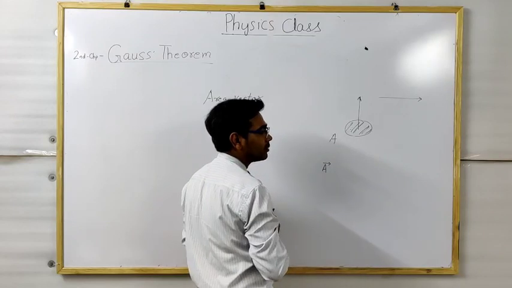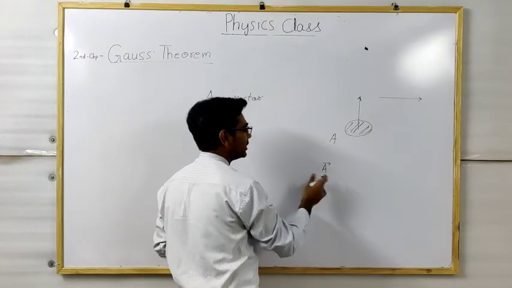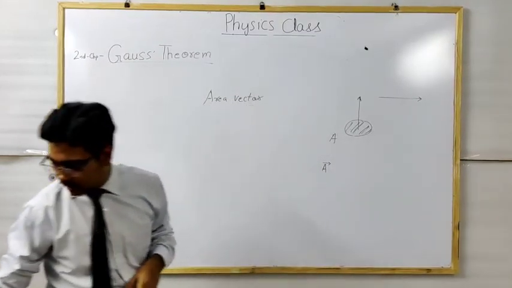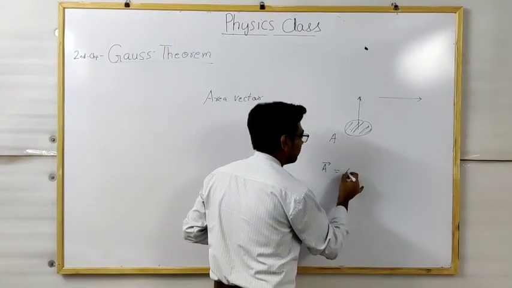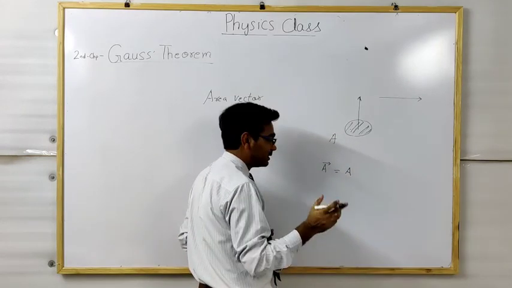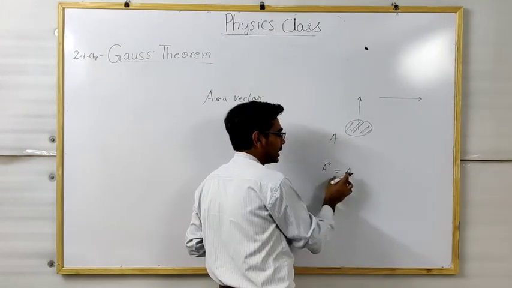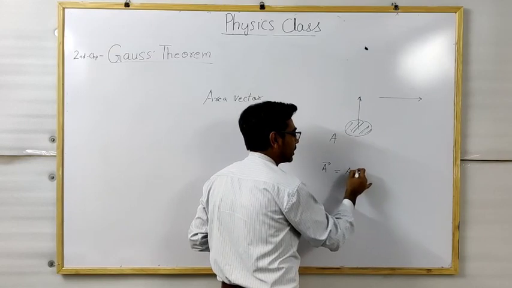How you can represent one more thing? We can represent it like magnitude. All the vectors, as I have discussed previously also, have a magnitude and a vector part.